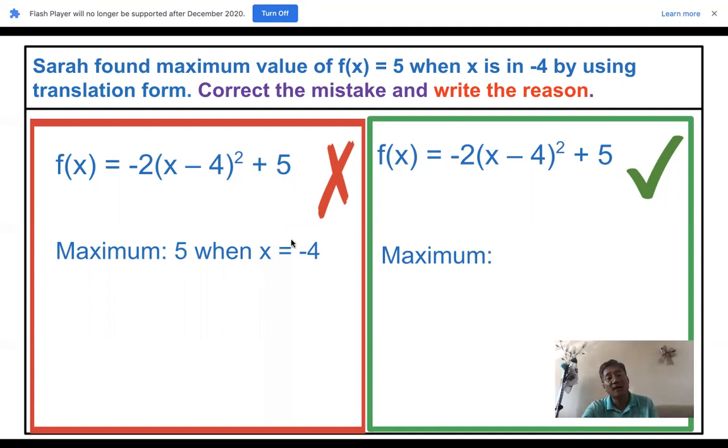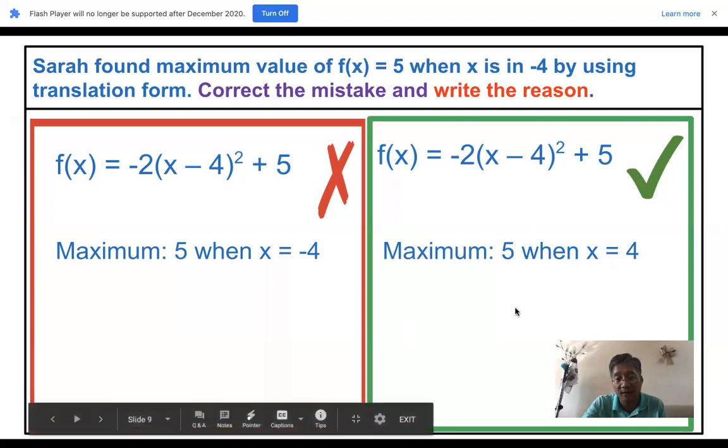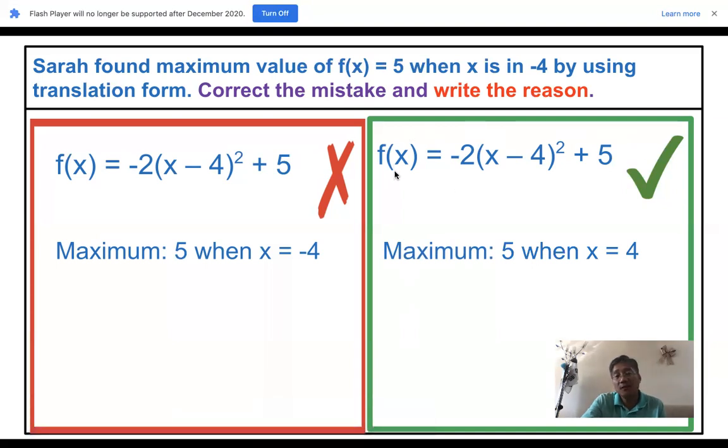Oh, x is not negative 4, right? x is supposed to be positive 4. So for your maximum, you get the y value 5. You get the maximum 5 when x is positive 4. So the vertex is 4 and 5. If you draw the graph, it is upside down. All right. If you put the function exactly like this in the calculator, you can see the graph also, and it will show you where the vertex is. Also, you can look at the table too. Okay.